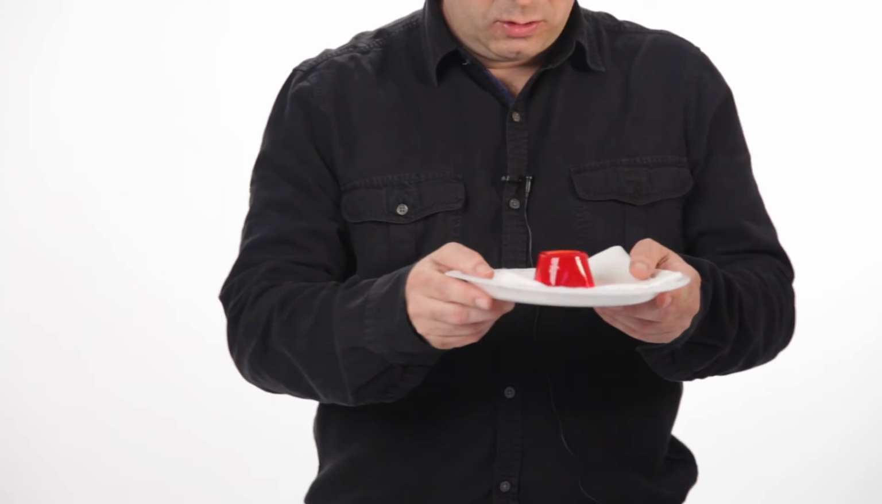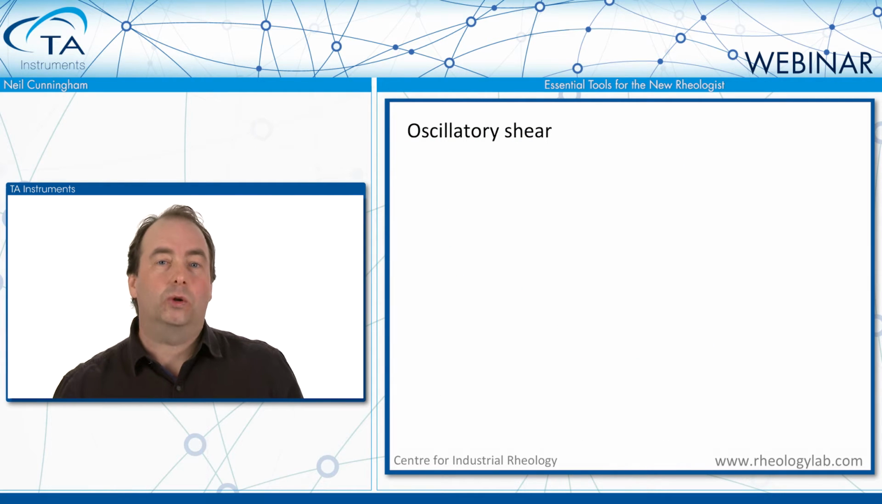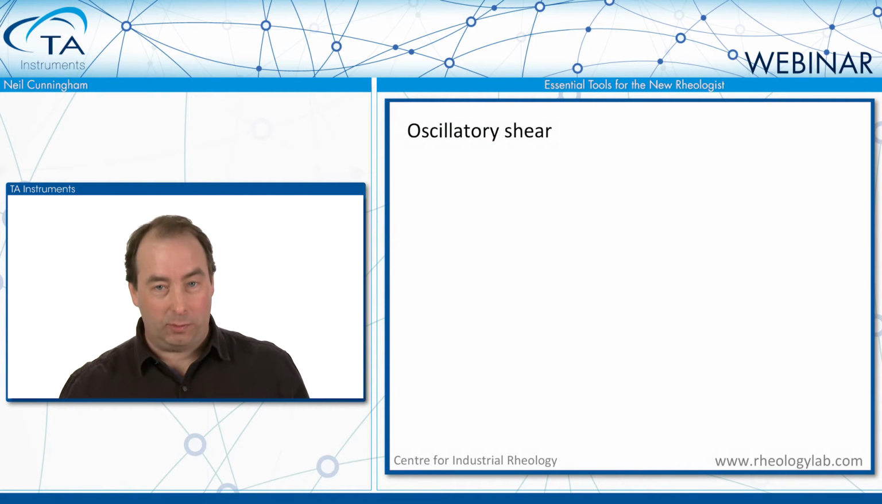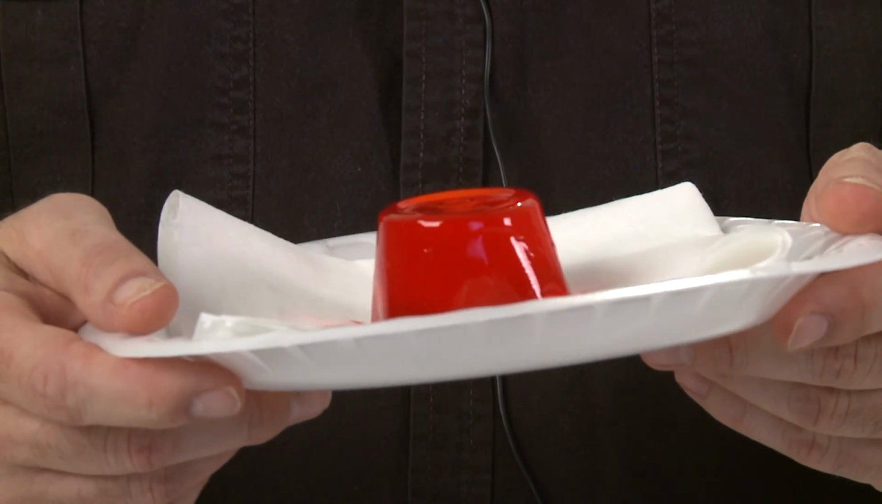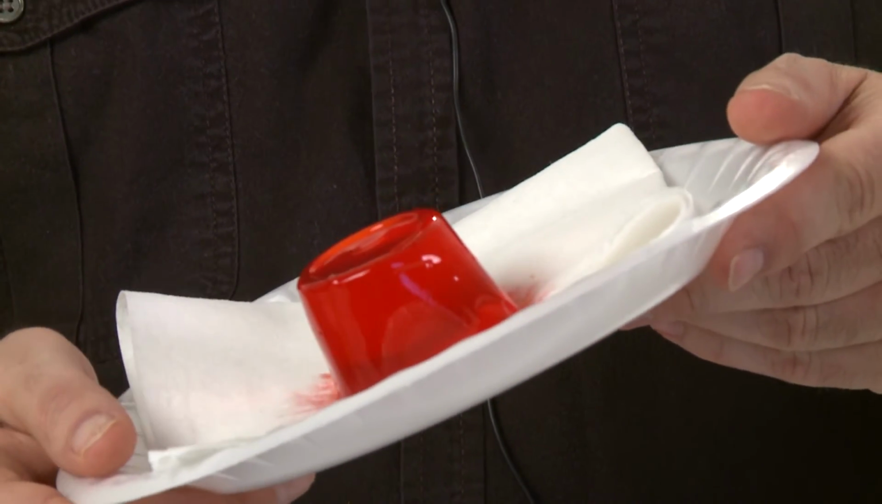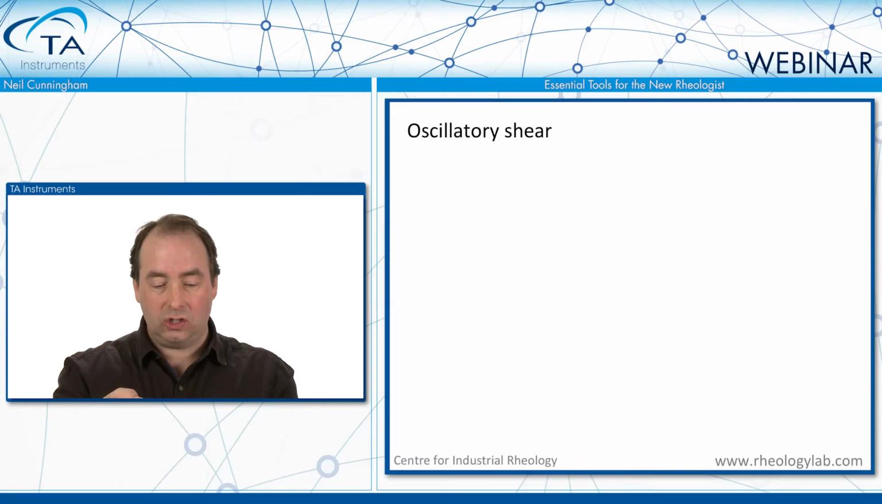So what we're going to do is look at what happens when we impose what we call oscillatory shear on a material. Here we have a jello, and what I can do is impose a sinusoidal stress to the jello.